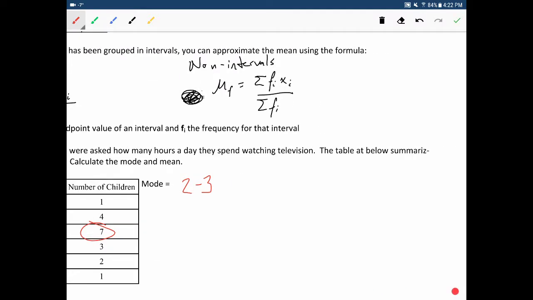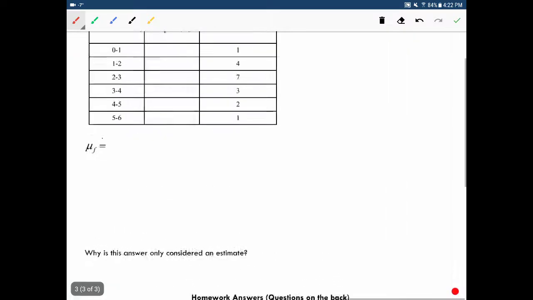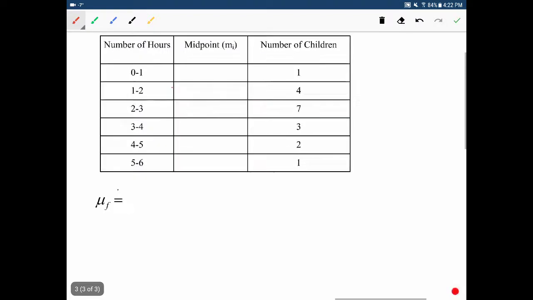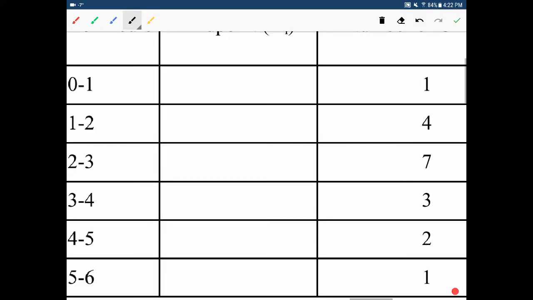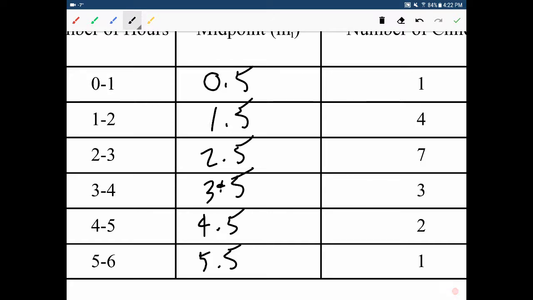Let's zoom out here. Okay, so we're going to do the frequency mean, which you don't actually have to call the frequency mean. It is a frequency mean, but you can still just call it the mean. Because we have these intervals, we're going to find the midpoints for all of them. So it's going to be 0.5, 1.5, all the way up. It's just the 0.5s.